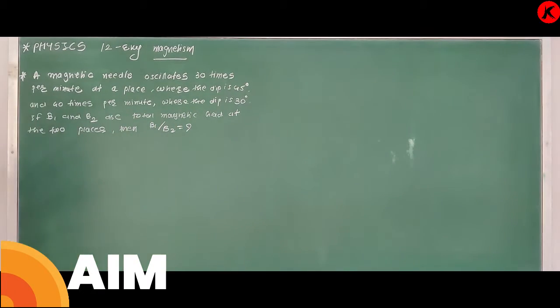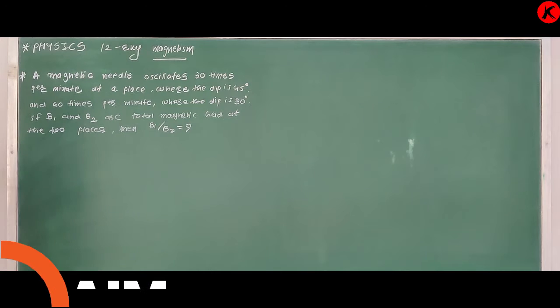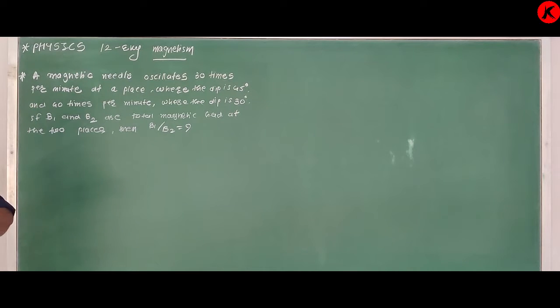Okay. You are given a magnetic needle oscillates 30 times per minute at a place where the dip is 45 degree and 40 times per minute where the dip is 30 degree. If B1 and B2 are the total magnetic field at the two places, then B1 upon B2 is equal to question mark. To solve this question, you need actually two concepts.